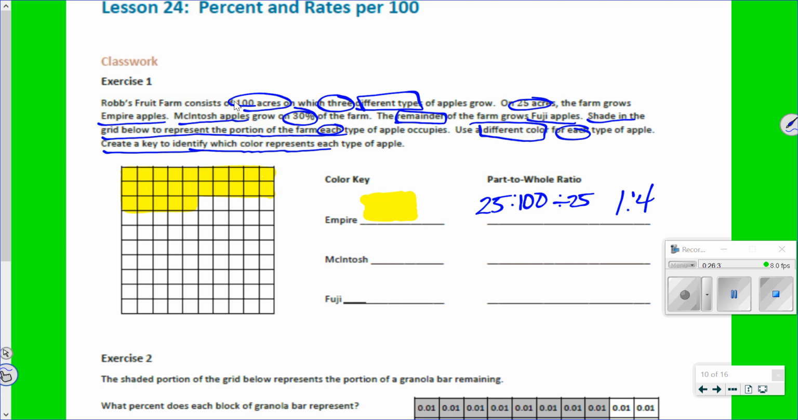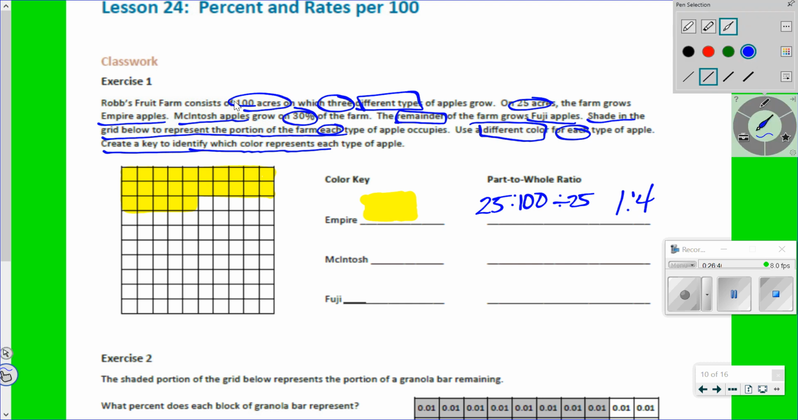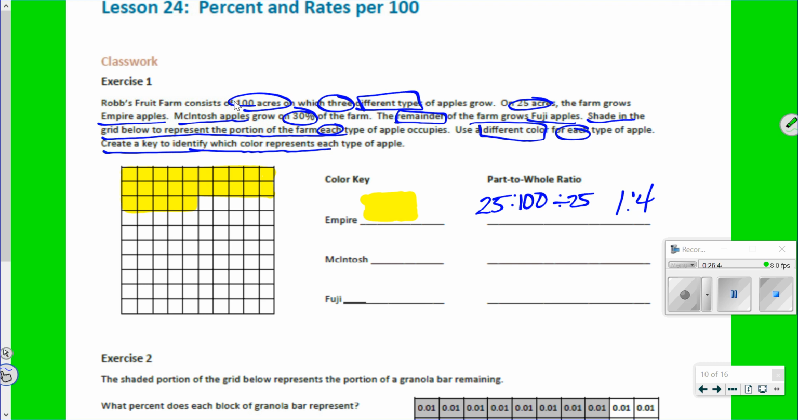It's 30%. So how do I show 30%? 3 rows. So 3 rows, and obviously it doesn't matter if you go up, down, sideways. Just make sure you have 30 boxes that are colored in or marked in some way to show that it is the Macintosh apples. Again, don't forget your key. Whatever you ended up using, make sure you show it.